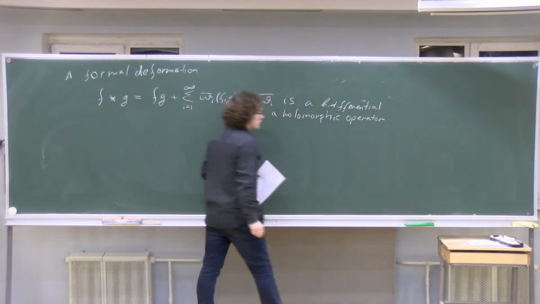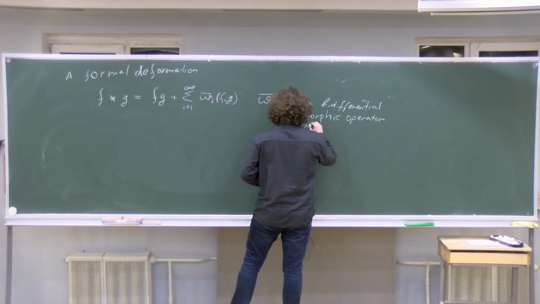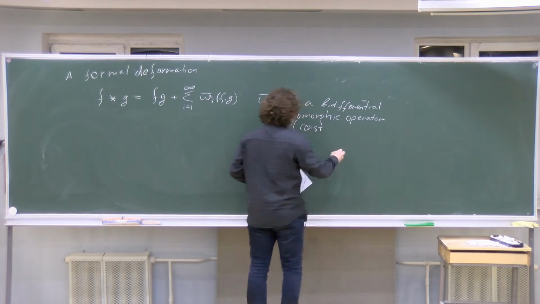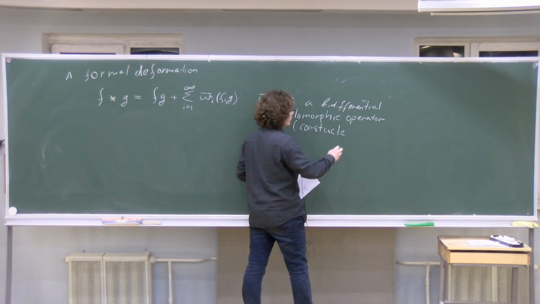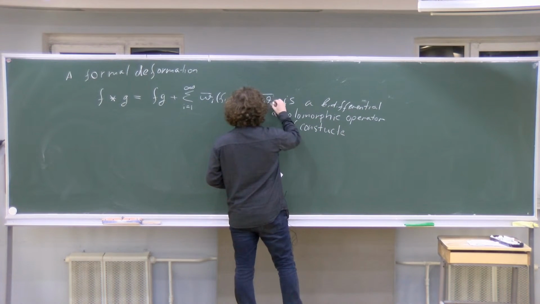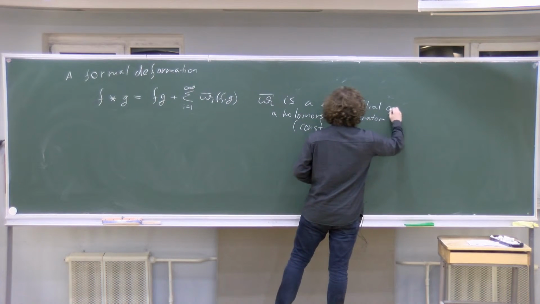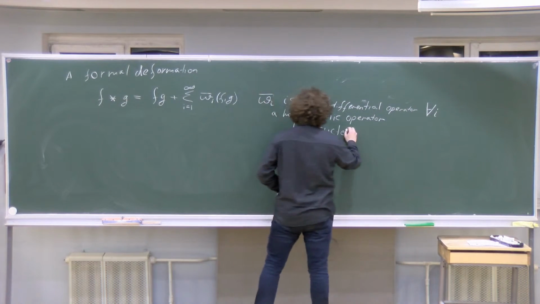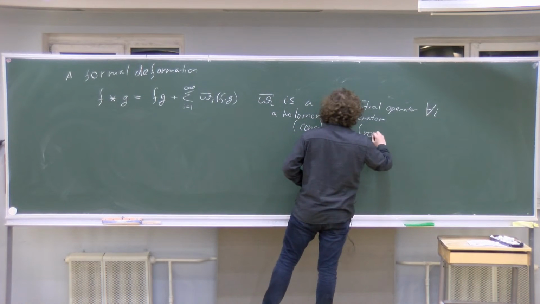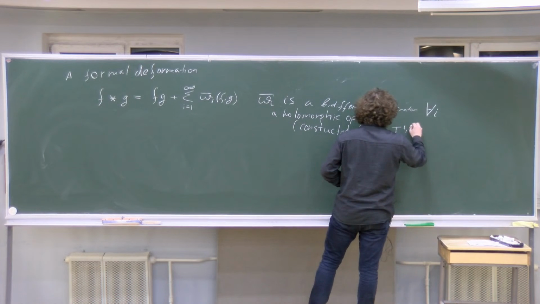So it's constructed from vector fields of type 1, 0. Omega bar, yes. For all i, yes. Constructed from vector fields of type 1, 0.